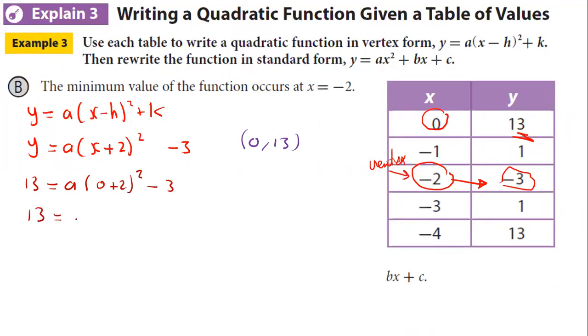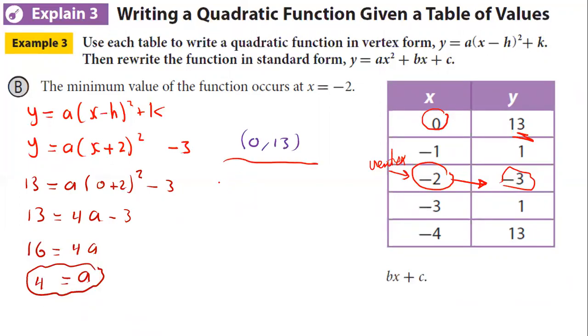13 equals 4a minus 3. 0 plus 2 is 2, 2 squared is 4, 4 multiplied by a is 4a, minus 3. Move 3 to the other side, so it will be 16 equals 4a. So a will be what? It will be 4. So we got the value of a. Rewrite the equation again: in vertex form, y equals 4 (x plus 2) squared minus 3. So this is the equation in vertex form.